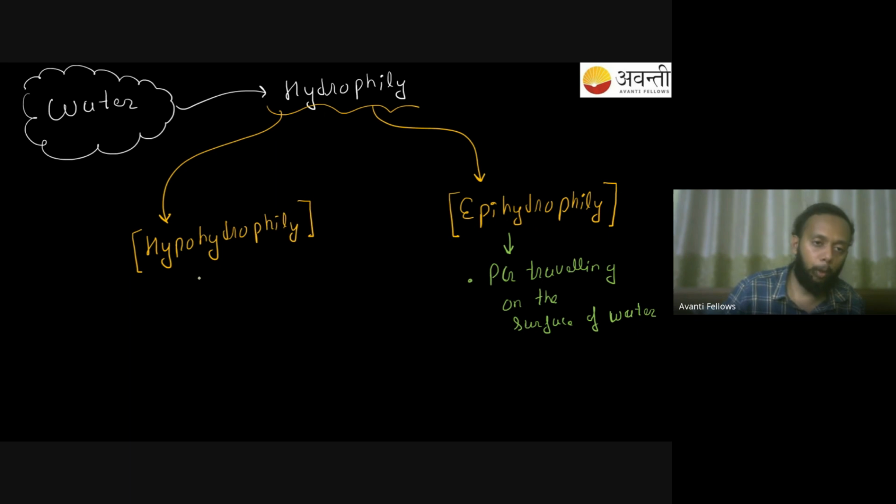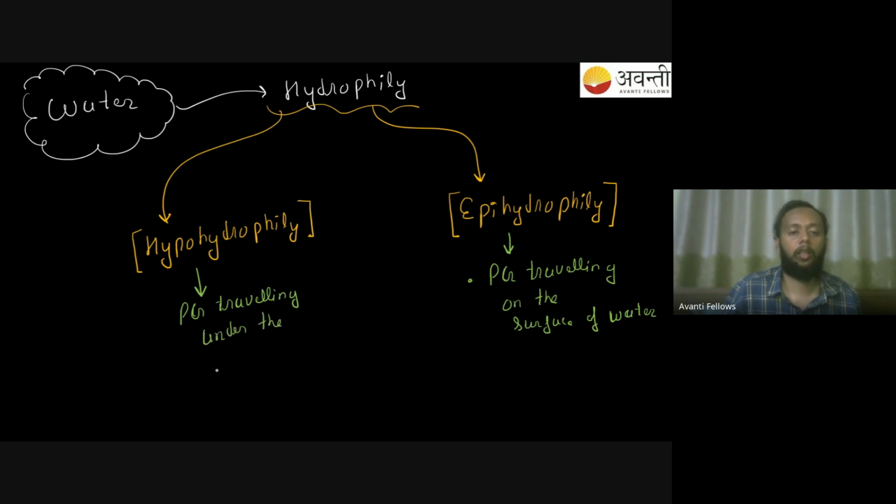Right? If the pollen grain is traveling underneath the surface of water, not on the surface, as if deep sea diving while traveling. If the pollen grain here is traveling under the surface of water, that kind of pollination is called hypohydrophily.